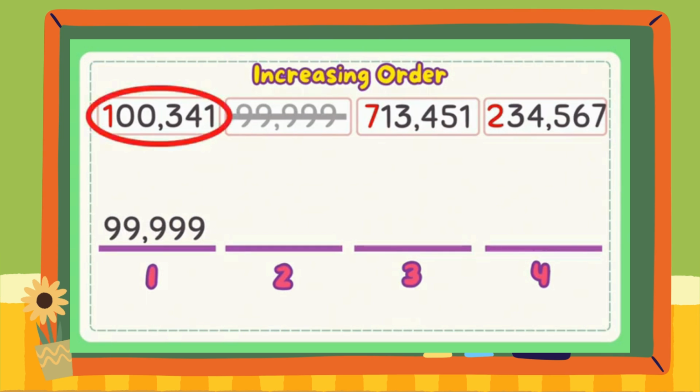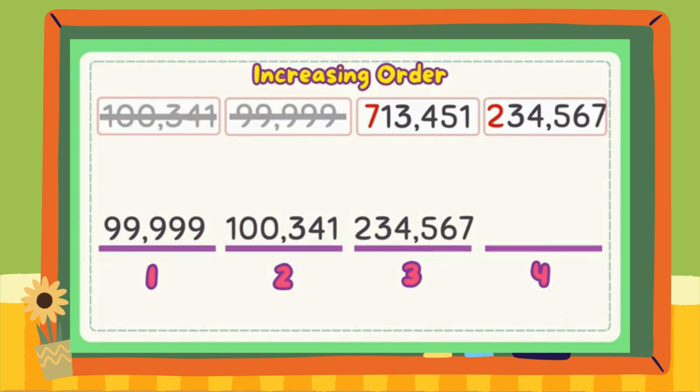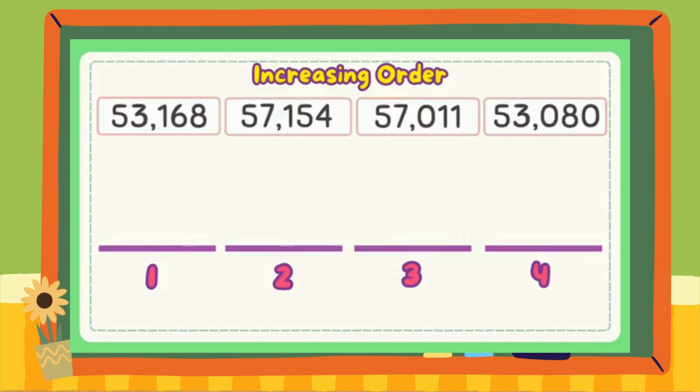Since 1 is the least one, that means this is number 2. And 2 is lesser than 7, that means this is number 3. And 7 is the largest one. So these numbers are arranged in increasing order. Let's compare another set of numbers.